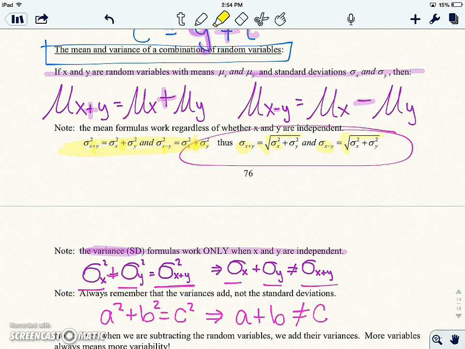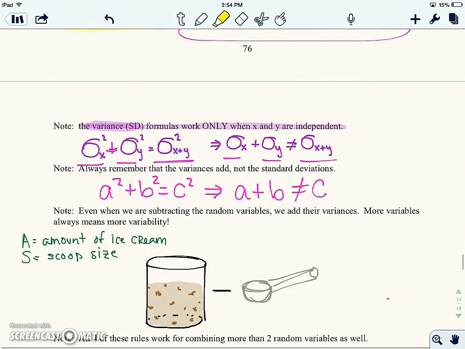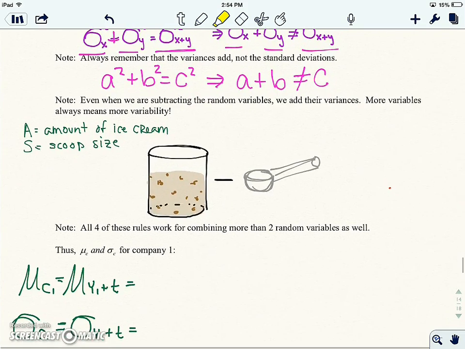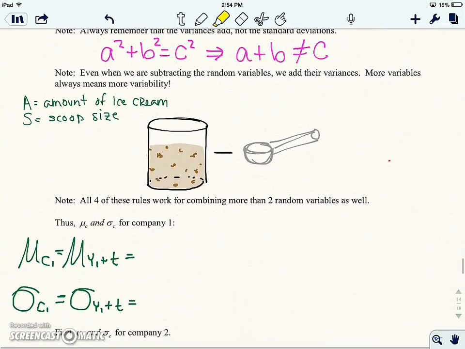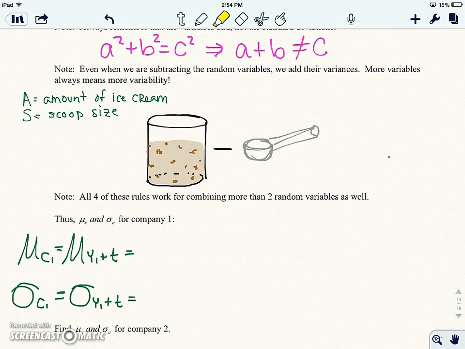But everything in it has to be a variance, and this was why. Okay, let's talk about that idea of always adding, whether you're adding or subtracting. Note, even when you're subtracting the random variables, we add their variances. More variables always mean more variability.